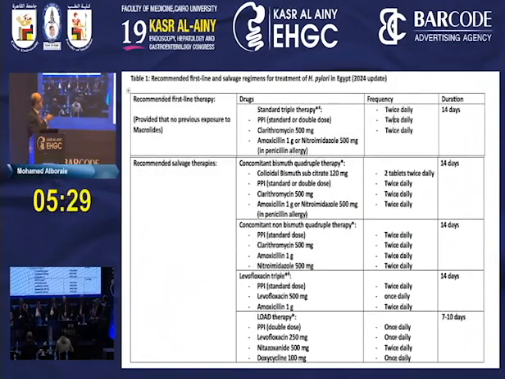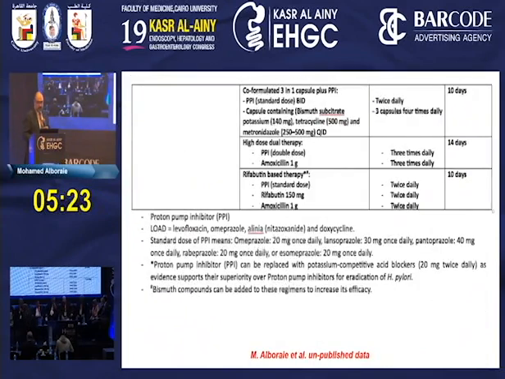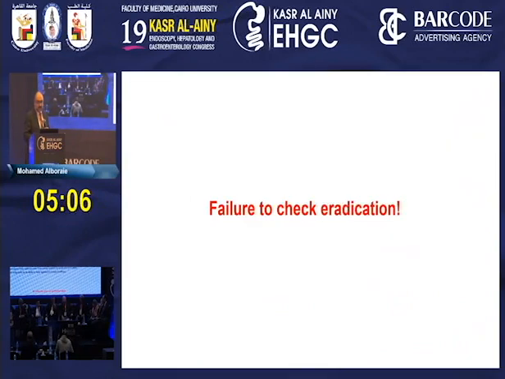The first is the concomitant bismuth quadruple. The second is the concomitant non-bismuth quadruple. Third is levofloxacin. Fourth is load therapy. Fifth is co-formulated capsule, which is the Bilera. Sixth, and the seventh is the rifabutin. So we have around 7 salvage therapies that we can use nowadays in 2024.